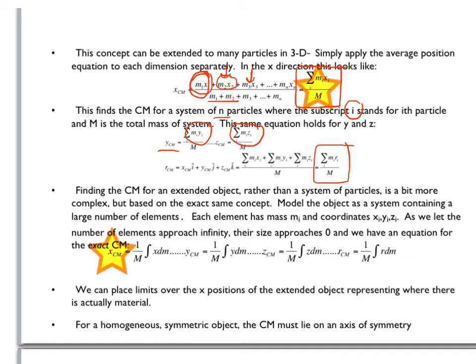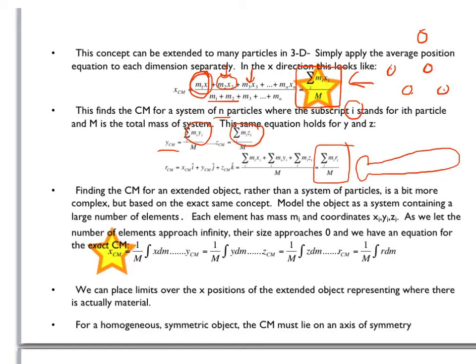Finding the center of mass for an extended object rather than a system of particles is a little different, because what we're looking at when we are using these equations is we're saying there's a bunch of particles that are located in these different positions, and we're just going to add up all their positions, where they are and how much mass is there. But an object isn't necessarily a whole bunch of little dots of particles. Instead, it could be more of an extended object, like maybe a baseball bat.